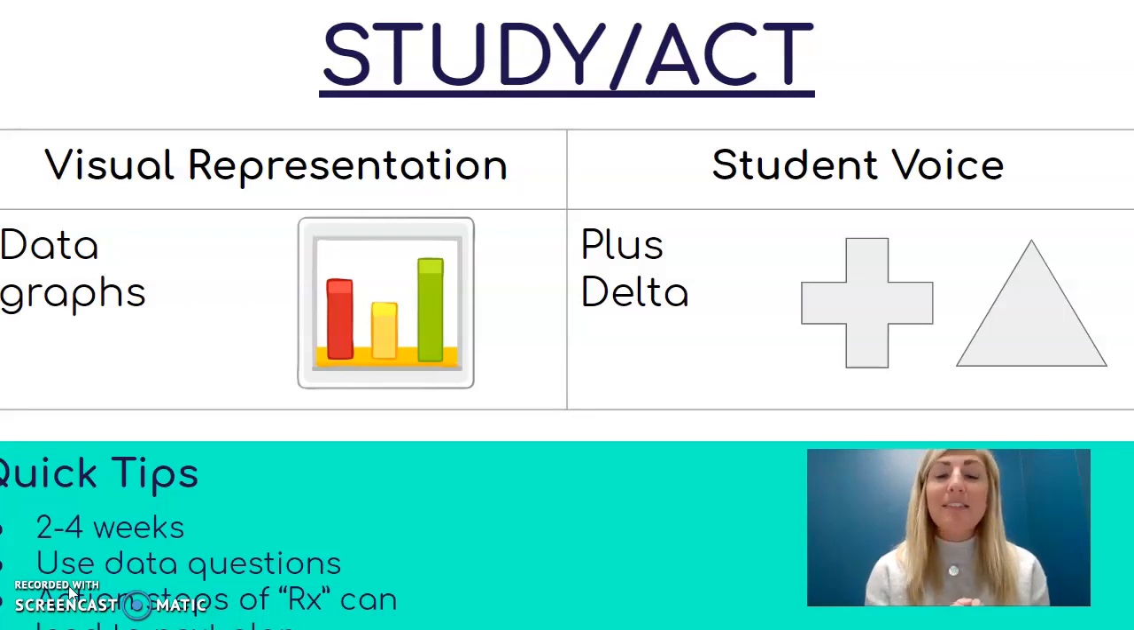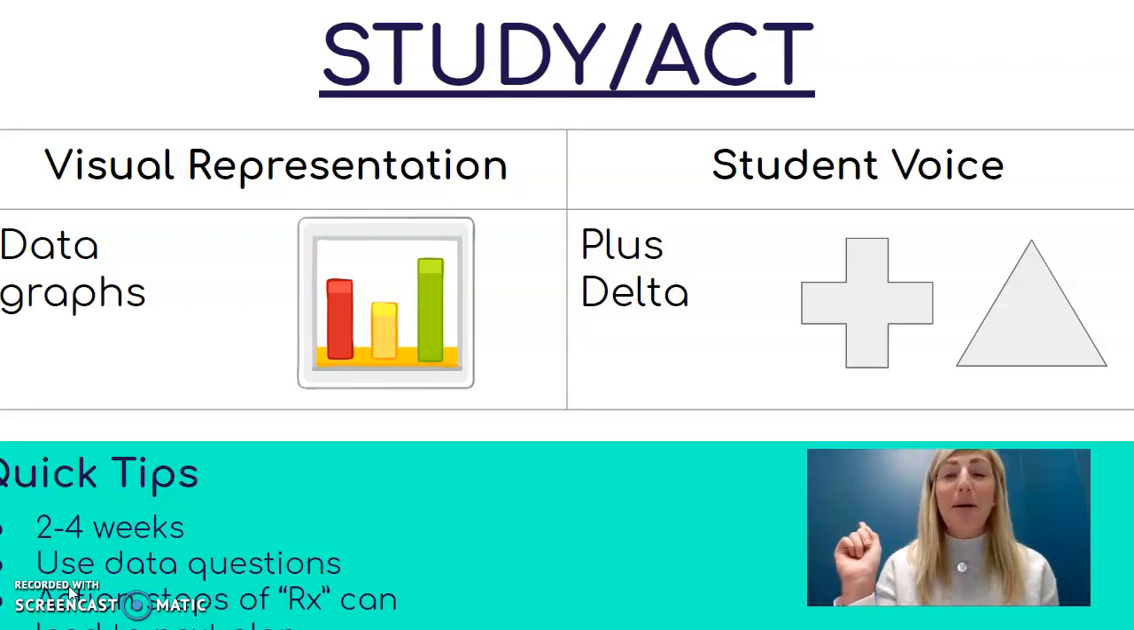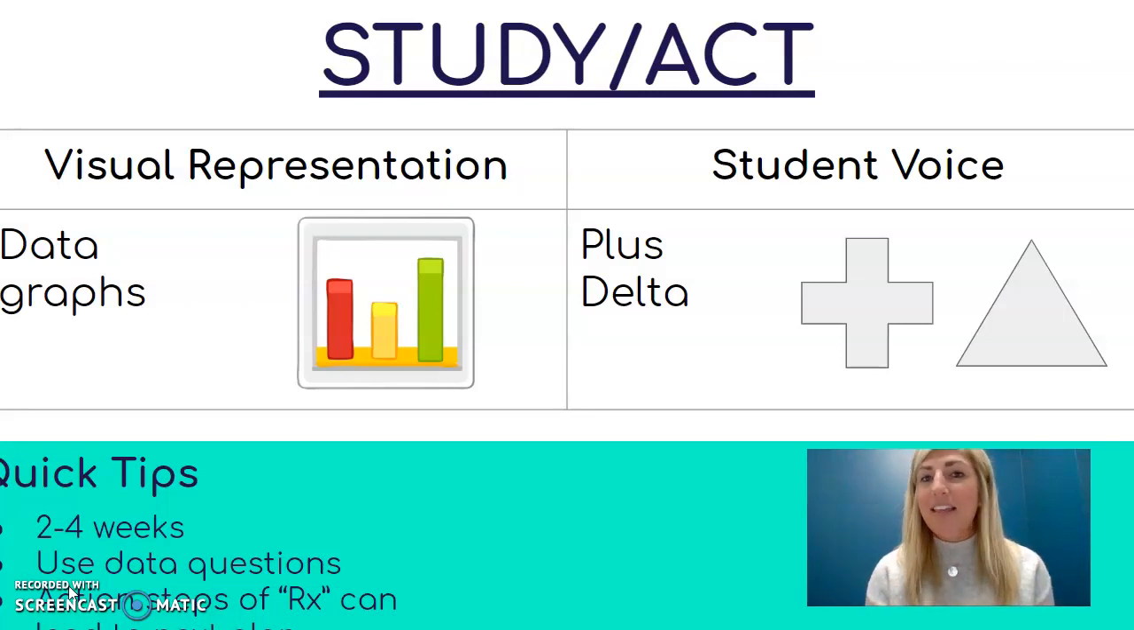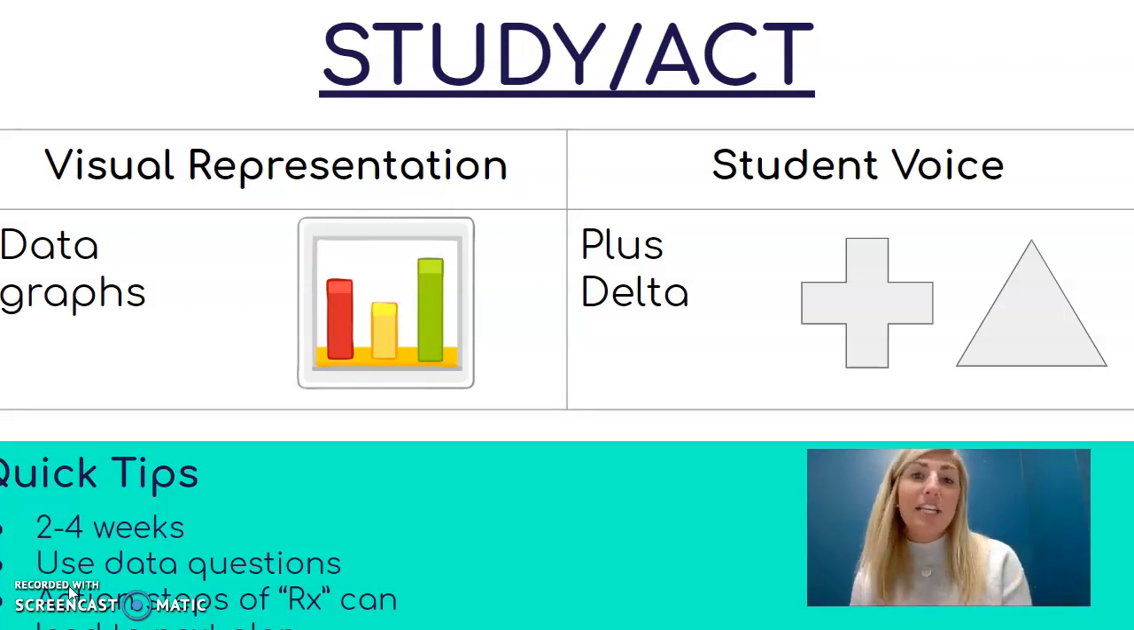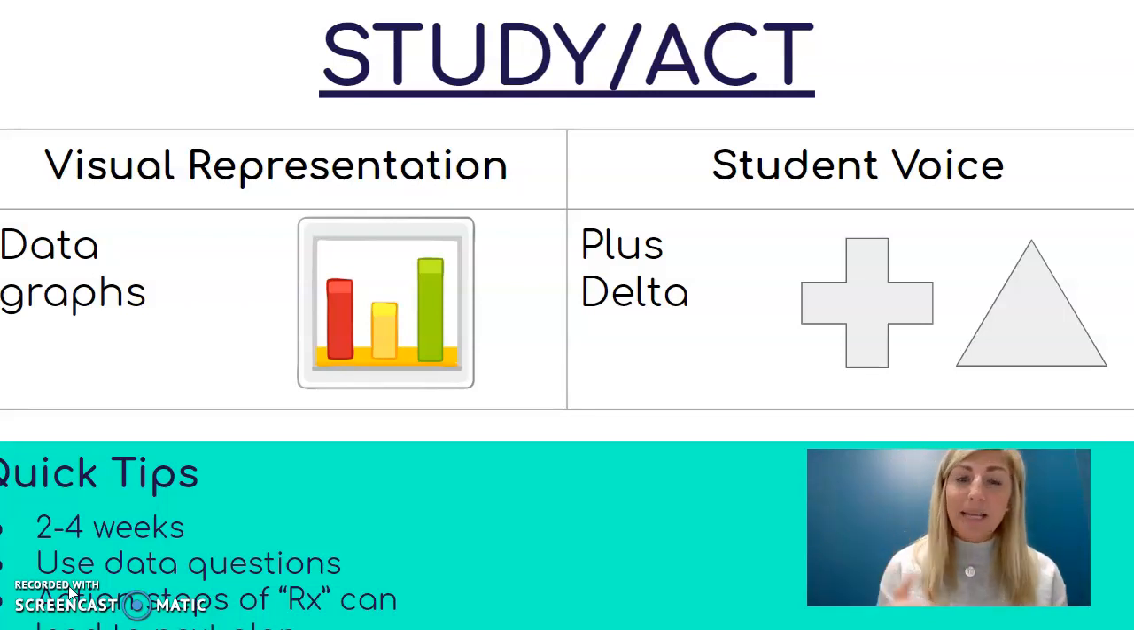Again, that's based on your students and their needs. So the first piece of study is our visual representation. Above, I have a picture of a data graph. This is a common example of what we see when we're talking about a visual representation of our data. It's not limited to a graph, but this is just an example. These visuals will help guide conversations that lead us to the second main part, which is student voice.